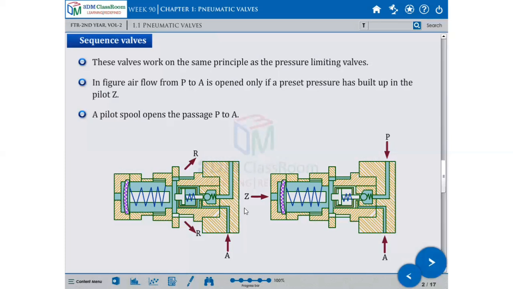First, this valve works on the same principle as the pressure limiting valve. In the figure, air flows from P to A. Where is P here?